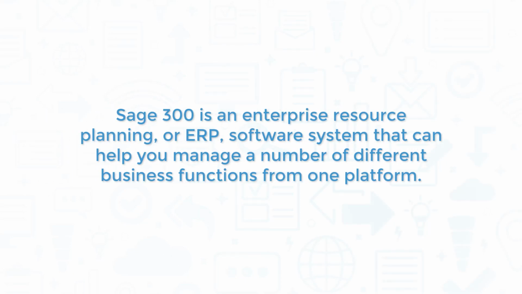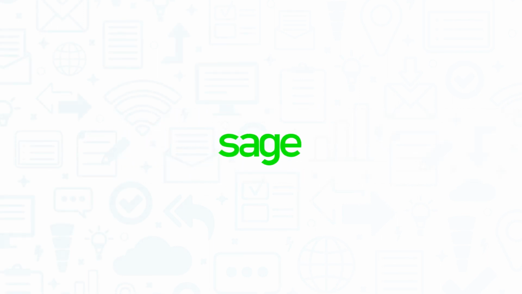Sage 300 is an enterprise resource planning, or ERP, software system that can help you manage a number of different business functions from one platform. If you're in the market for an ERP, you'll want to consider Sage 300.